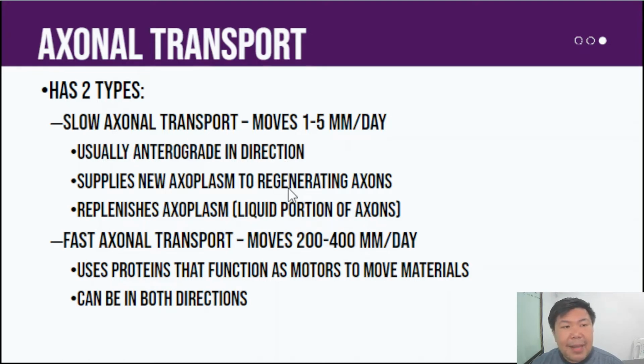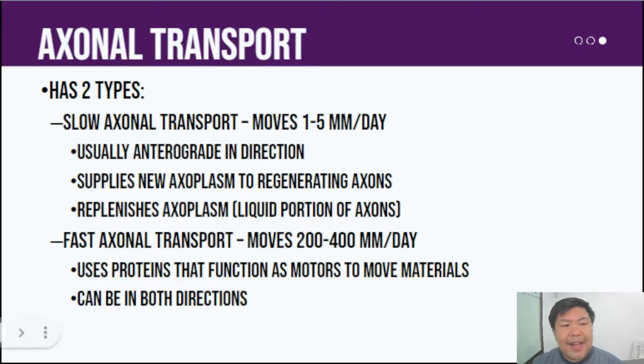The second type of axonal transport is fast axonal transport. This is the movement of substances at around 200 to 400 millimeters per day. Now look at the difference, no? 200 to 400 millimeters while the other one is 1 to 5 millimeters per day. Malaki yung pagkakaiba nilang dalawa.